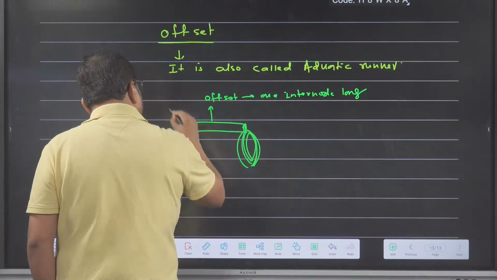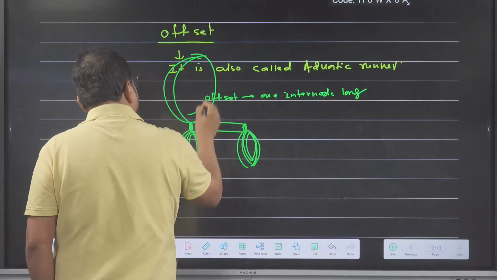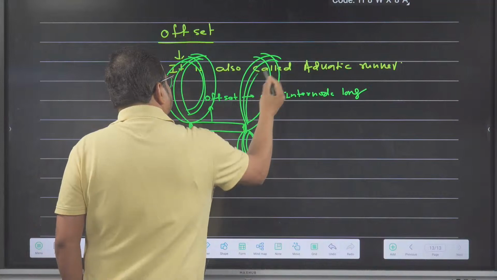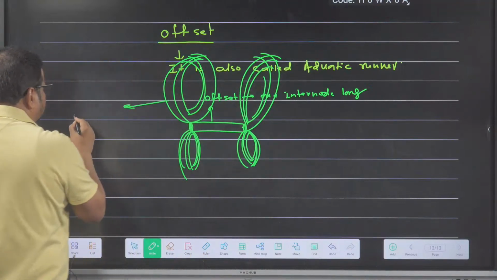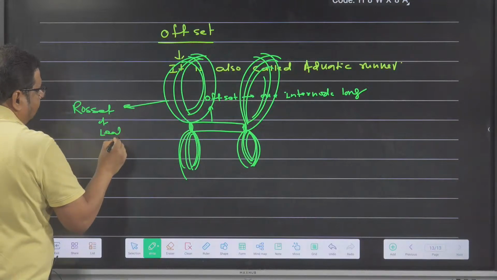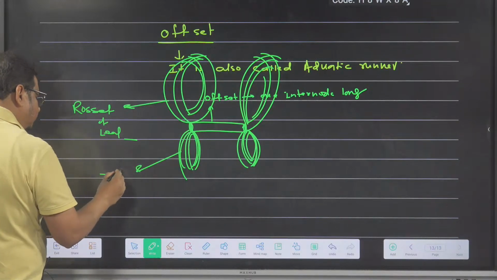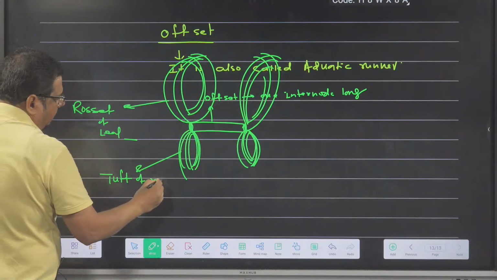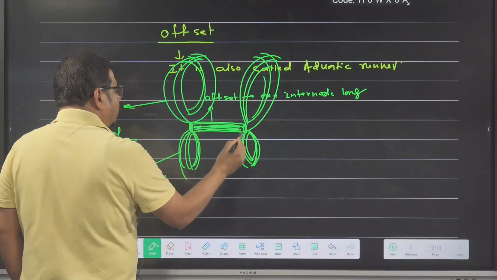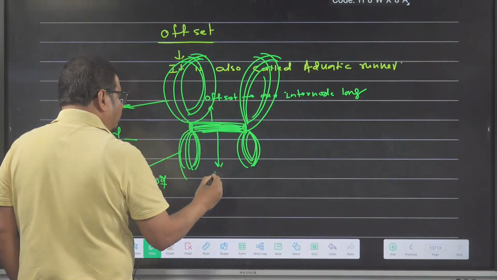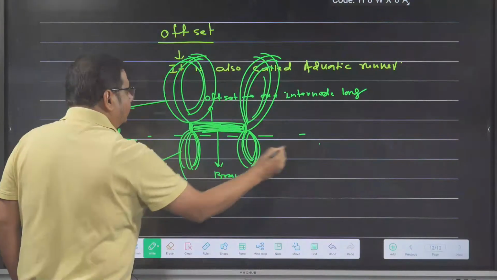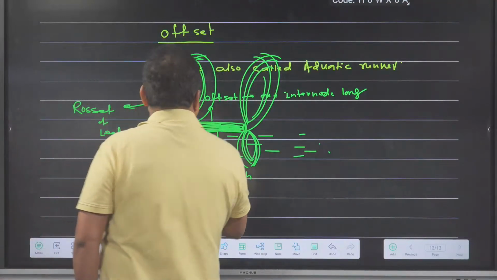Tuft of roots are there, and rosettes of leaves are there. It is rosette of leaf, tuft of root. This is the structure in branches. This branch is called offset. So this is the reason, because it is present in water and hence it is called aquatic runner.